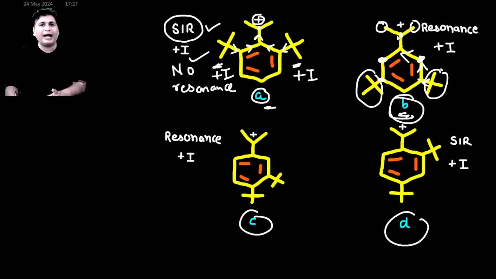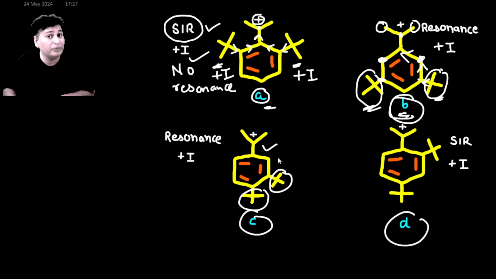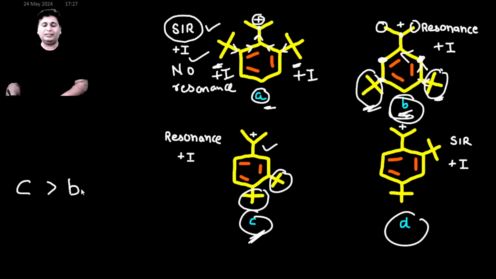So in case B, the two tertiary butyl groups are nearer, and in case C, one is at the same distance, but the other is far from the carbocation in comparison to B. On that ground, you can say that C is a better option than B. So if we put the hierarchy, C comes first, then B, and now it is the turn of comparison between A and D.